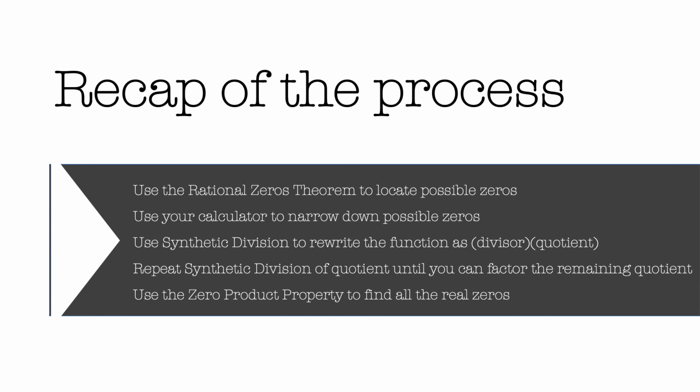To recap the process, first use the rational zeros theorem to locate possible zeros. Use your calculator to narrow down possible zeros. Use the synthetic division to rewrite the function as a divisor and quotient. Repeat synthetic division of quotient until you can factor the remaining quotient. Use the zero product property to find all real zeros.